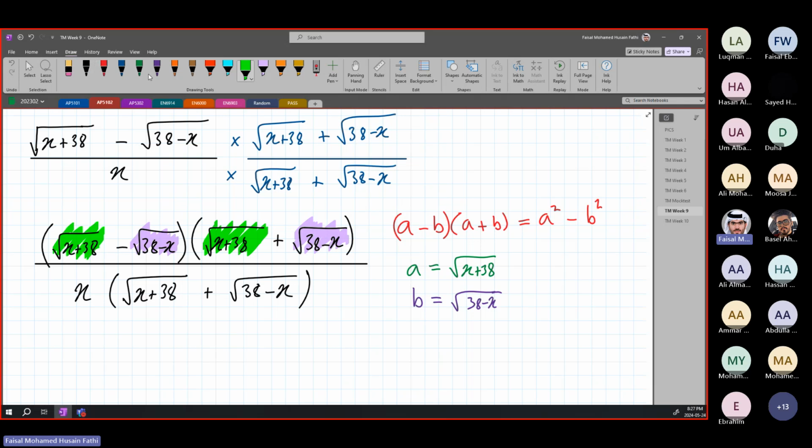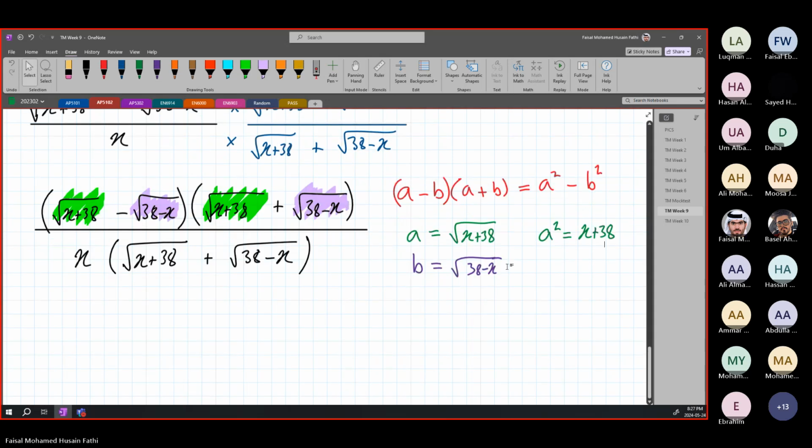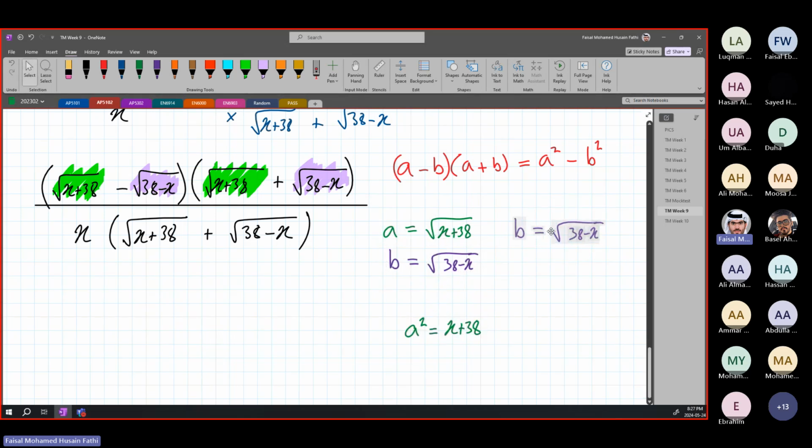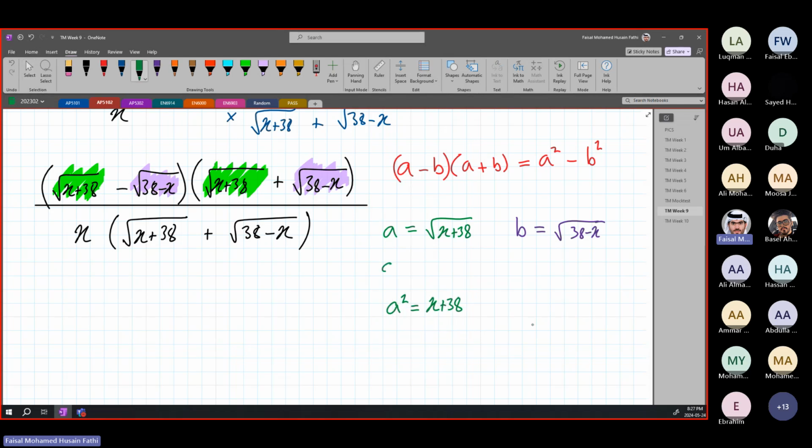So now we want to find a squared and b squared. A squared is going to be x plus 38. Let me actually do the steps so you don't get too confused. So let me move this down here and this up there. How did I reach a squared is equal to x plus 38? Because when you square a, it is the square root of x plus 38 squared. The square root cancels with the square, and we are left with x plus 38.